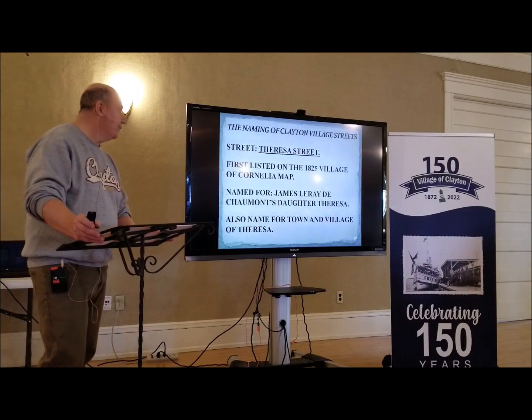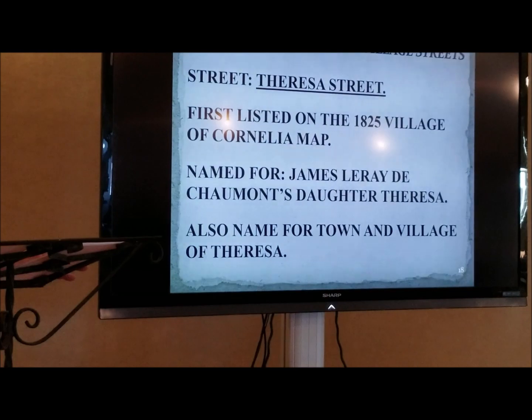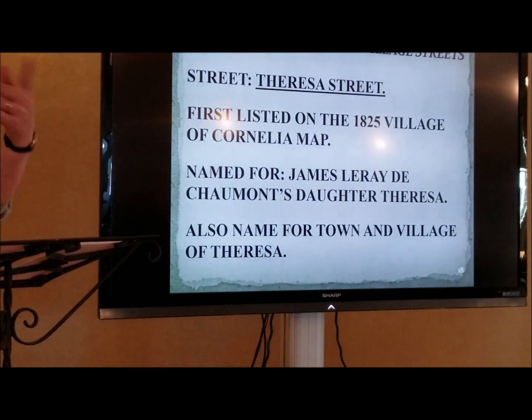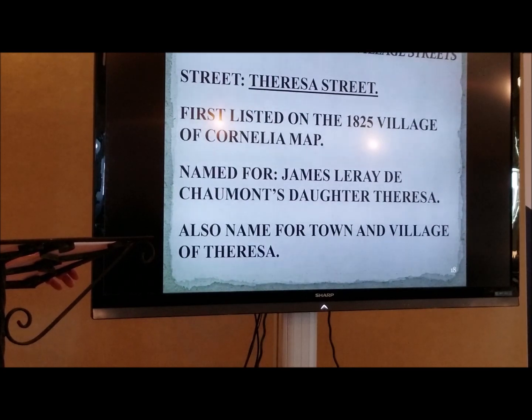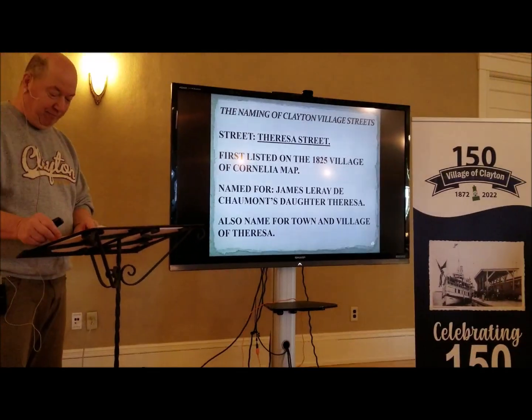Theresa Street, listed on the 1825 map. I think this is the fifth one, so you're going to stop hearing me say this over and over, but on the Cornelia map. Named for James LaRae de Chaumont's daughter, Theresa. Also named for the town and village of Theresa. I just threw that in there. It's just an extra little tidbit.